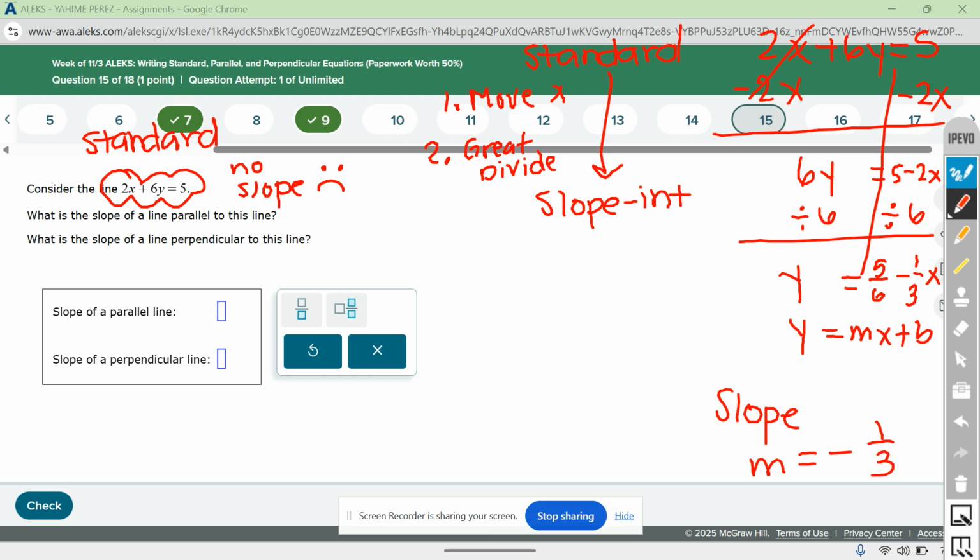Okay, so what would be the parallel slope? It would be the same slope. What would be the perpendicular? It would be opposite sign, reciprocal.